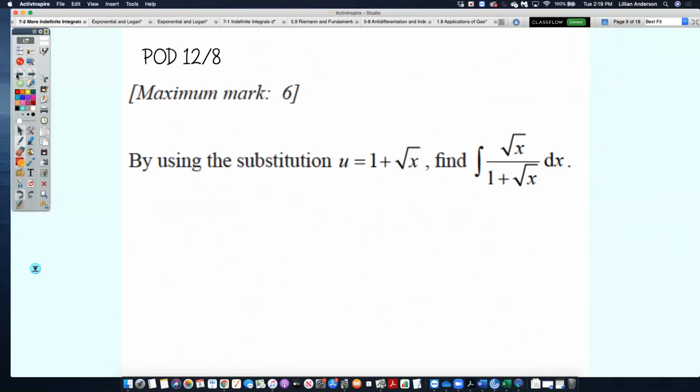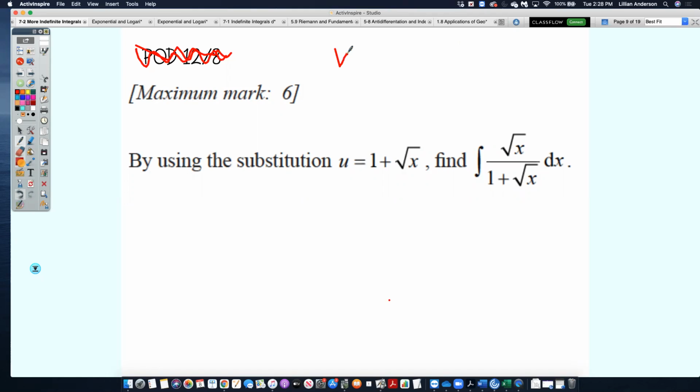There we go. This was going to be your pod, but then I realized I had to talk about it a little bit. It's not a pod, just add it to your notes. Okay, so by using the substitution u, they give you what they want you to use for u, you have to find the integral of that expression.